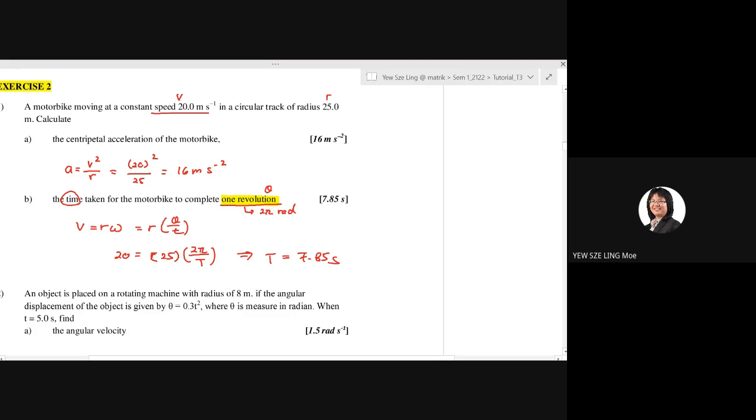Now, of course, for these questions, if you want to use small letter t, you also can. It doesn't matter. Just that I use capital letter T to make it clear that this is the time taken for one revolution. So very simple. One minute for you to write it down. Then we're going to proceed to more complicated questions.